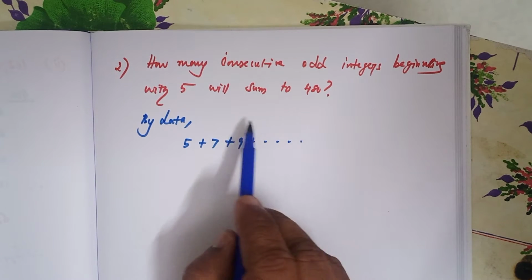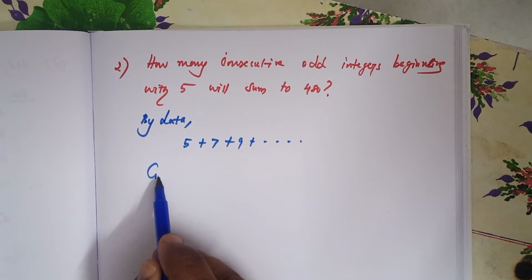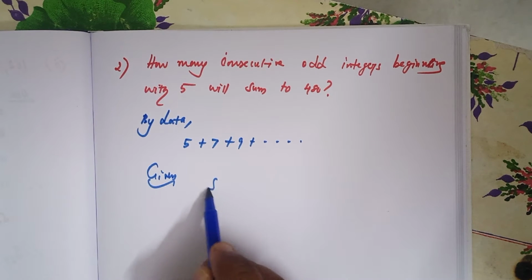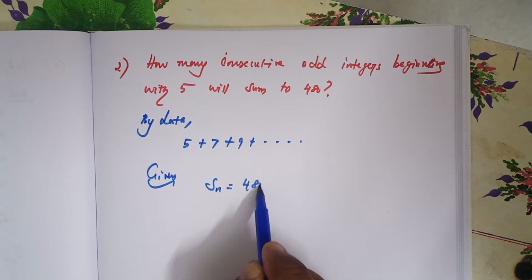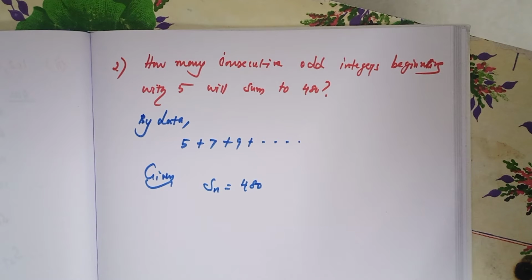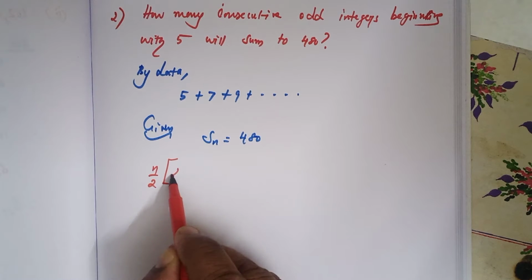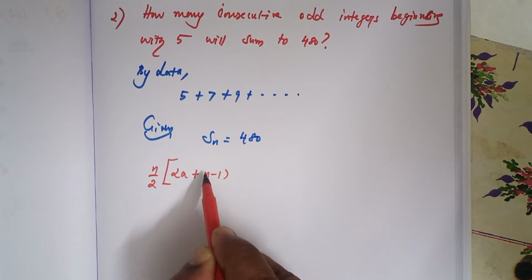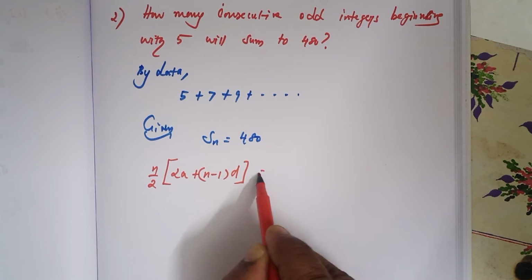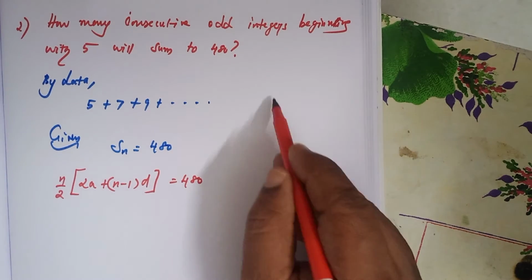So how many terms are needed to get the sum 480? Given Sn equal to 480. The total value is given. Okay, we have to find out the value of n. We know the formula for Sn, that is n by 2 into 2a plus n minus 1 into d, that is equal to 480. Now we have to find a and d. I write a and d here.